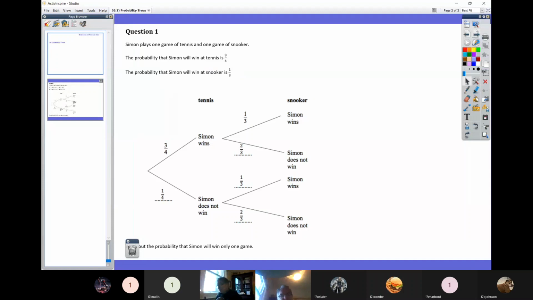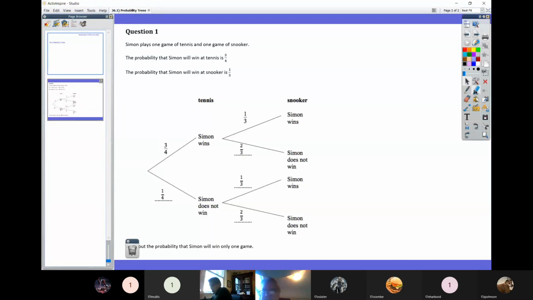So this is a classic question, okay, involving a probability tree. So let's just read what we're told. Simon plays one game of tennis and one game of snooker. And then we're told the probability that Simon wins at tennis is 3/4. The probability he wins at snooker is 1/3.